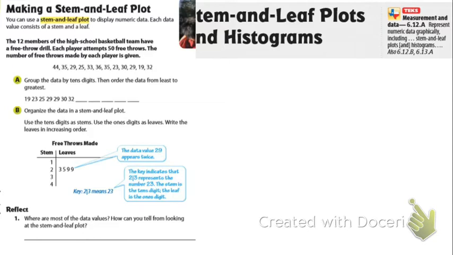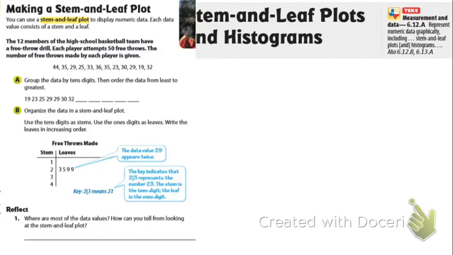The 12 members of the high school basketball team have a free throw drill. Each player attempts 50 free throws. The number of free throws made by each player is given, which is right there, kiddos. Group the data by the tens digits, then order the data from least to greatest.